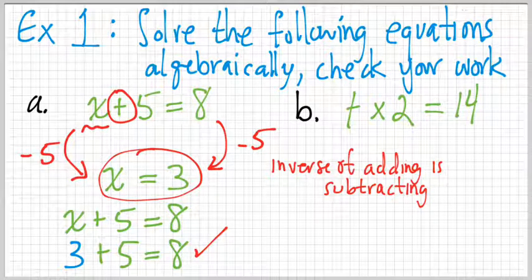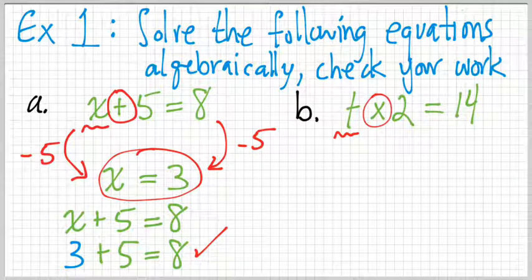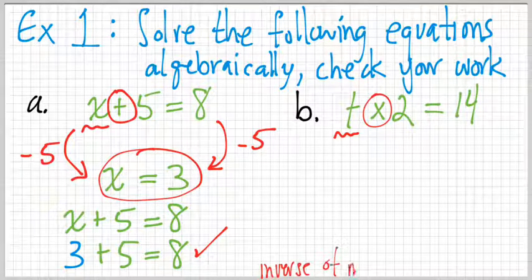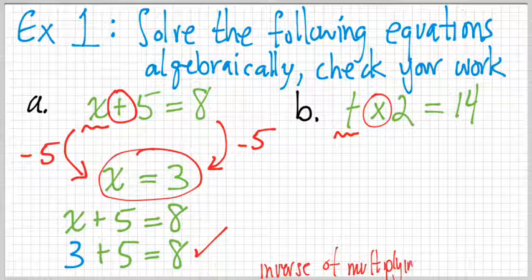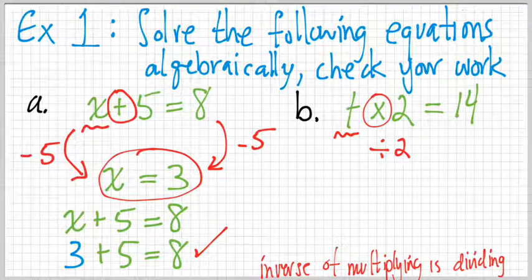Okay, moving on. t times 2 equals 14. Let's get rid of that. Now, we're trying to find what t is equal to, and t is being multiplied by 2. Okay, now the inverse of multiplication is division. Division and multiplication are sort of like opposite operations. So we're going to divide, and we're going to divide by 2. Okay, the number that t is being multiplied by.